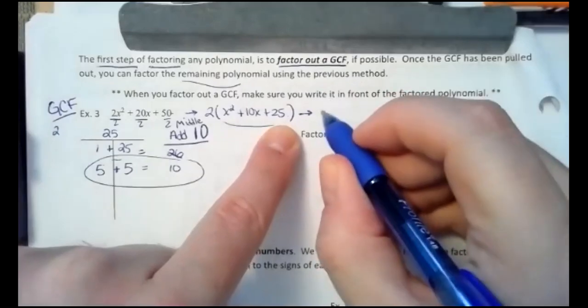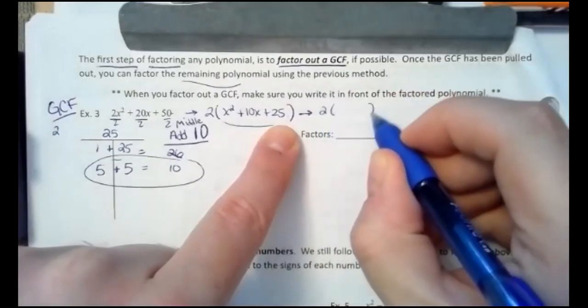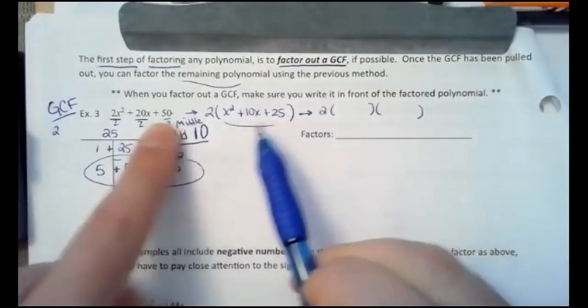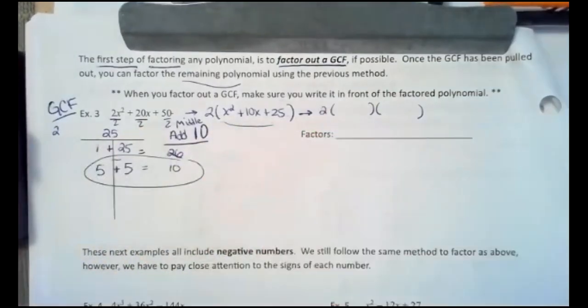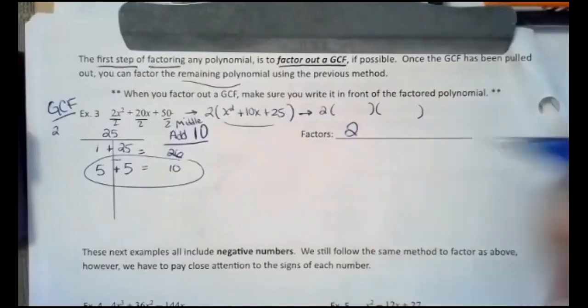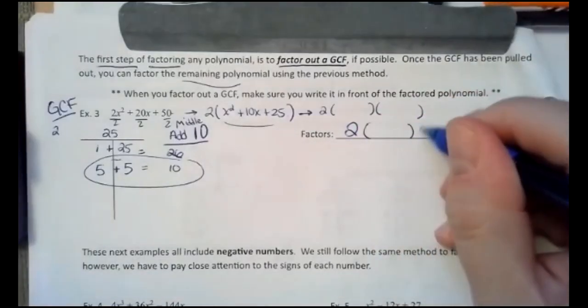Don't forget, you need to always begin with the greatest common factor. If you factored something else out, it belongs as part of my answer. So I'm going to put 2 on my line.